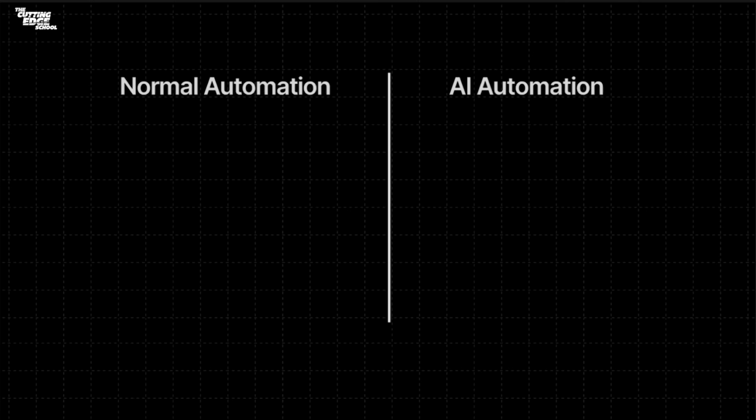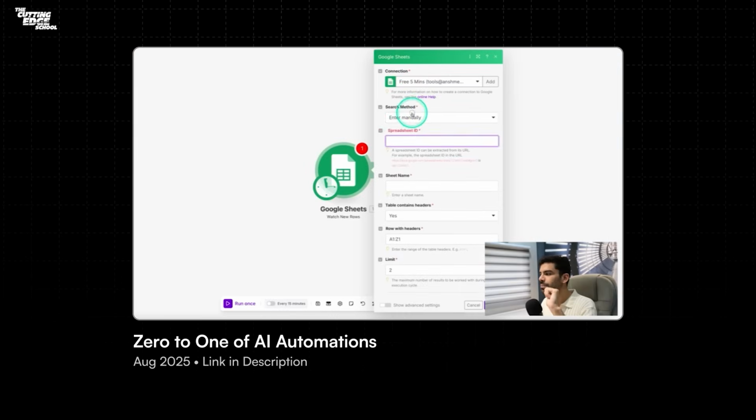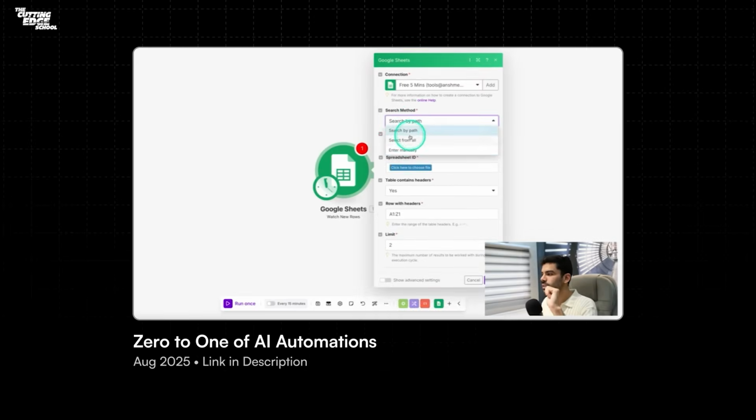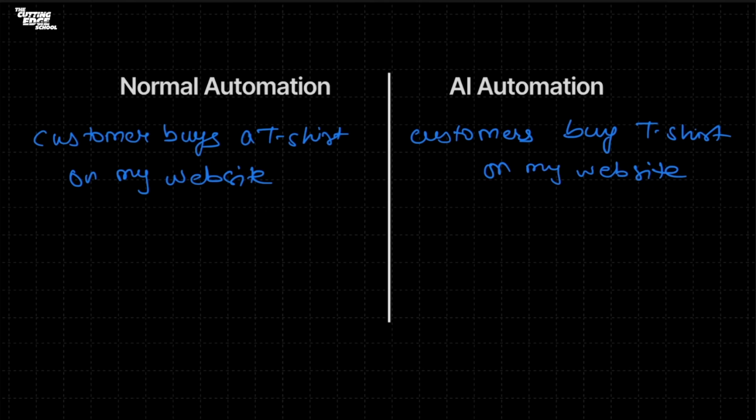Let's just say that in normal automation, a customer buys a t-shirt on my website. That is the trigger of the automation. What do I mean by trigger? The starting point. And those of you who have seen episode 1, I'm pretty sure you know exactly what I mean. But for those of you who are watching me for the first time, a customer comes to my e-commerce website and buys a t-shirt. In AI automation, the trigger is also the same. Customer comes, buys the t-shirt on my website. In normal automation, he gets an email with the invoice.